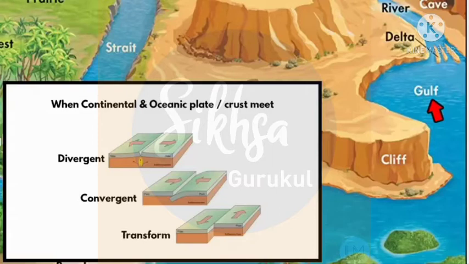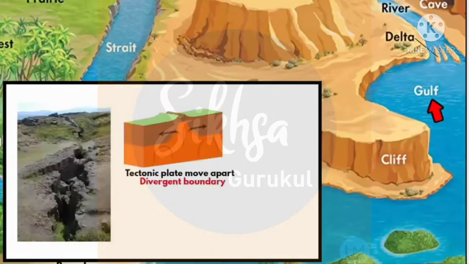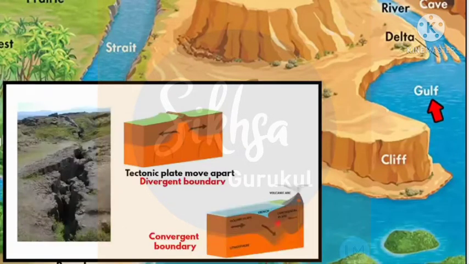Whenever we talk about movement in the Earth's crust, automatically remember those three types of plate boundaries: convergence, divergence and transform. When Earth's tectonic plates crack or break apart, or when one plate goes under another, these are the ways a gulf is formed.